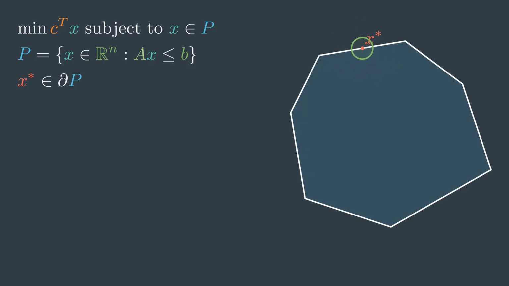If x star is not a vertex itself, it must be a convex combination of vertices of P, say x1, x2, all the way to xt. Here, the vertices are x1 and x2. Then, x star is a weighted combination of the vertices with weights lambda.